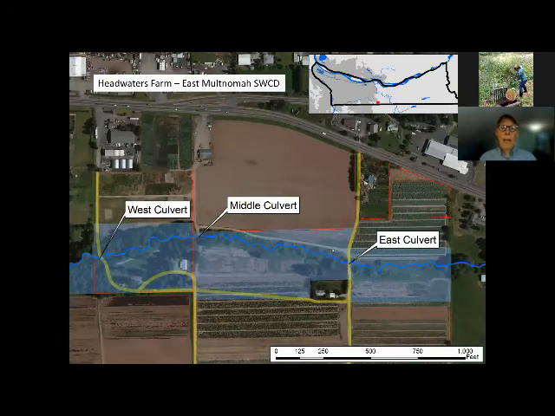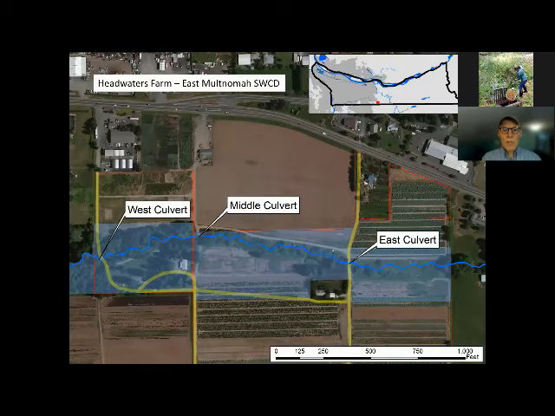The first thing that happened was in the headwaters, where the East Multnomah Soil and Water Conservation District owns a headwater farm. When they purchased it, there were three fish passage barriers. So the district themselves funded, through their own budget, the removal or replacement of the three culverts on their project.